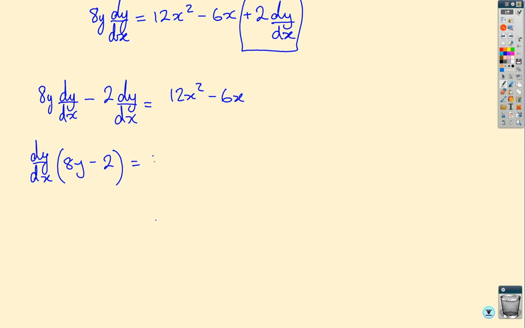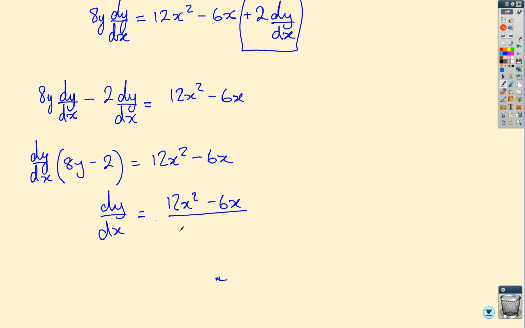Right, and you should be able to see where this is going now, because I can get dy by dx on its own by writing it like this: 12x squared take away 6x all over 8y take away 2. Okay, so that is the process of getting to your derivative using implicit differentiation. You're going to differentiate each term, finding the derivative of a term containing y, putting dy by dx with it, and then differentiating x terms as normal. The only thing you need to do is check if your final answer simplifies down.